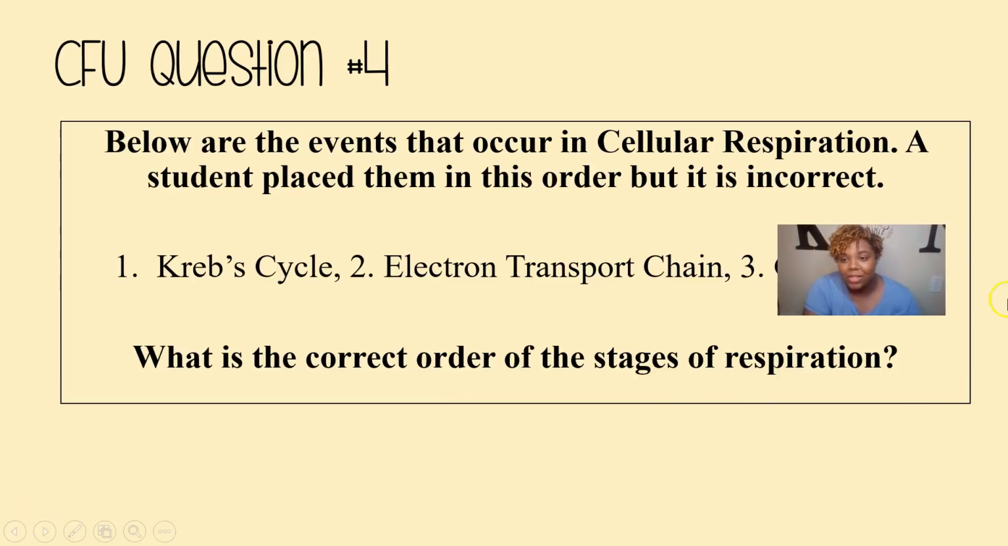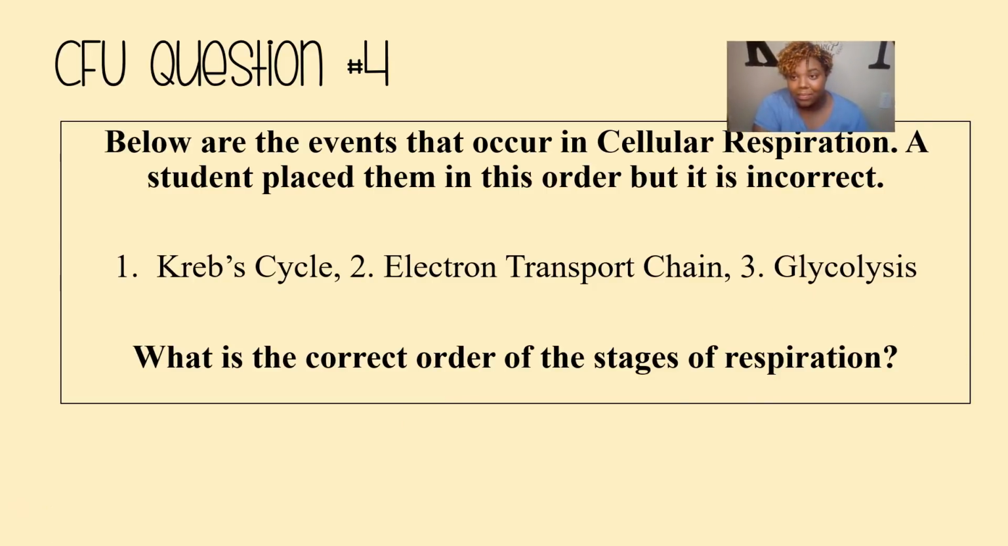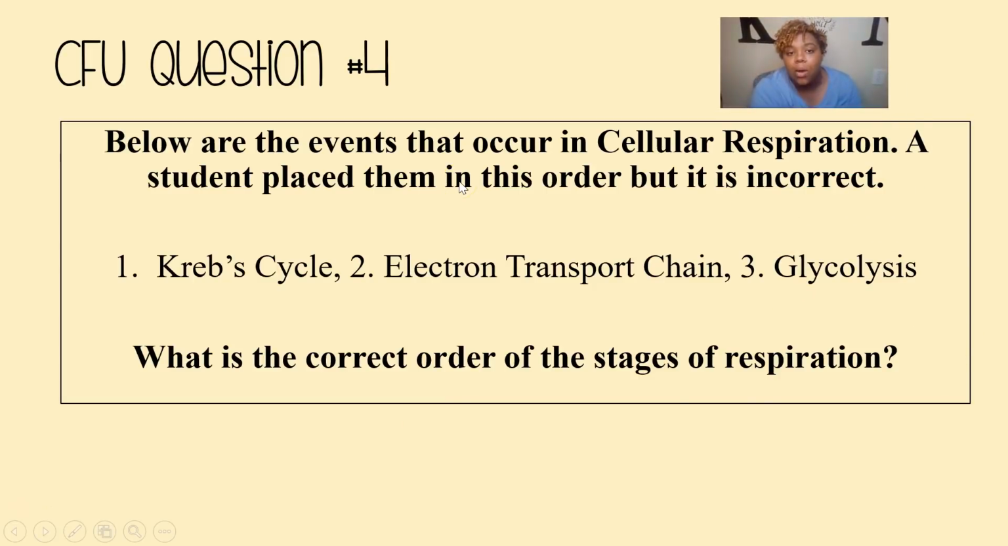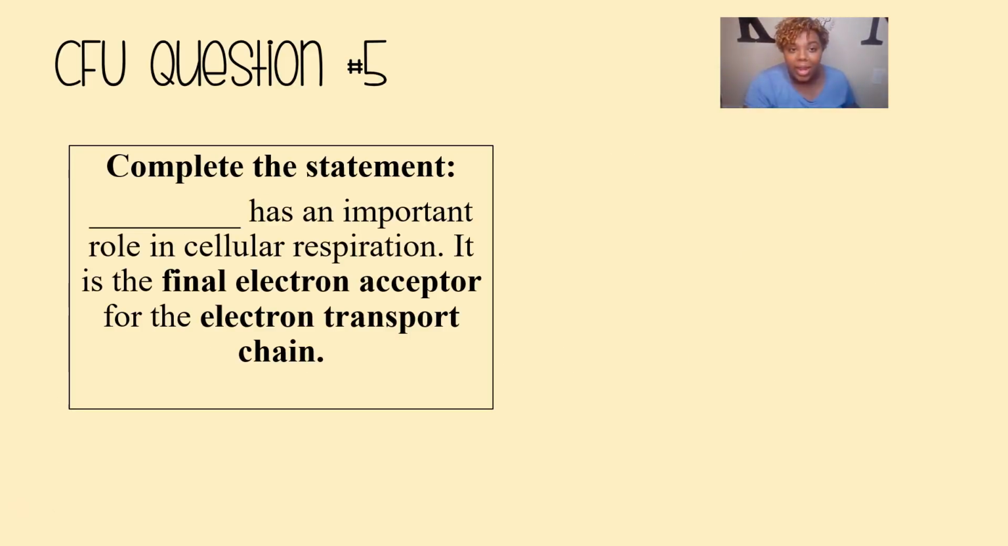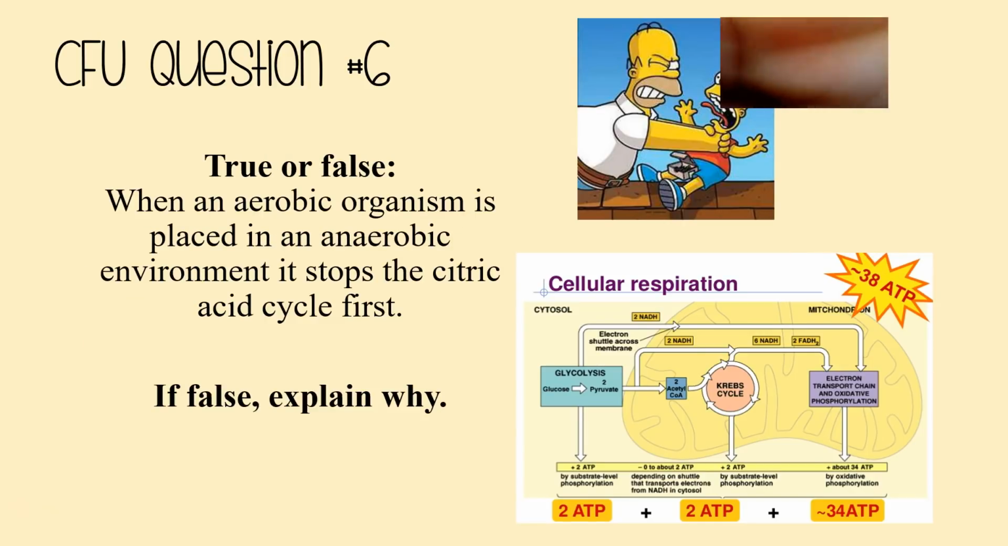All right, so the first question, as soon as I can move my big head out the way. Below are events that occur in cellular respiration. A student placed them in this order, but it's incorrect. What is the correct order of the stages of respiration? Going to answer now. All right, next question. Complete this. Blank has an important role in cellular respiration. It is the final electron acceptor for the electron transport chain. All right, going to answer on your paper now.